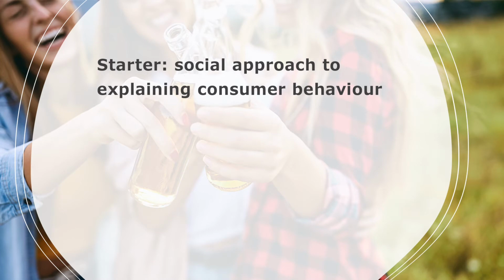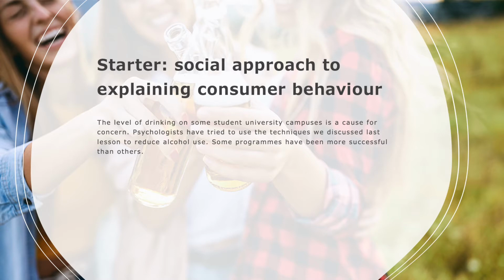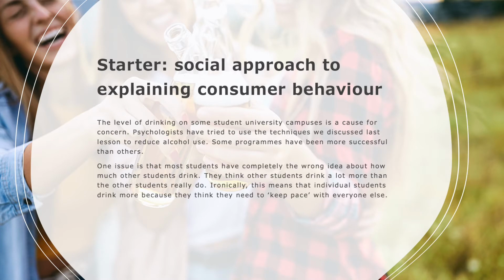So to recap what we learned last lesson, I want you to consider this scenario. The level of drinking on some student university campuses is a cause for concern. Psychologists have tried to use the techniques we discussed last lesson to reduce alcohol use. Some programs have been more successful than others. One issue is that most students have completely the wrong idea about how much other students drink. They think other students drink a lot more than they really do. Ironically, this means that individual students drink more because they think that they need to keep pace with everyone else.